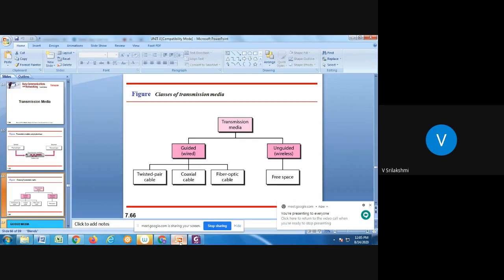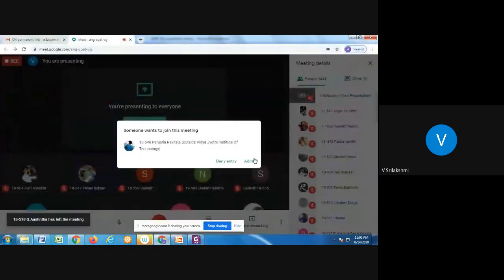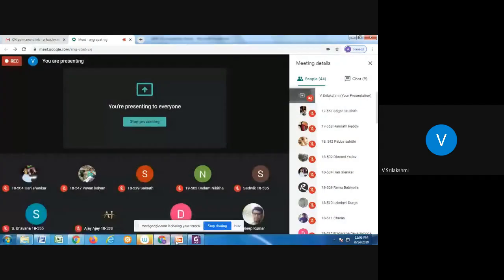When coming to the unguided, or we can say wireless, as the name suggests, there are no cables or wires between the sender and receiver. Only we can see the free space. How are you able to connect to the Wi-Fi? Whenever you are connecting to the Wi-Fi, are you finding any cables? We are not finding any type of cables. Simply using some signals, you are able to connect to the network, which is nothing but free space. Okay, so that is about your wireless.